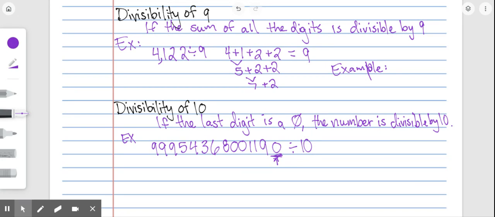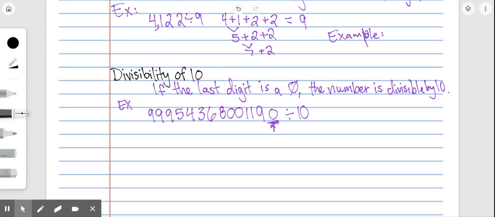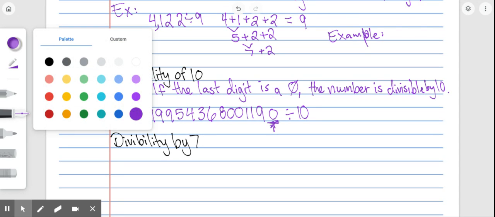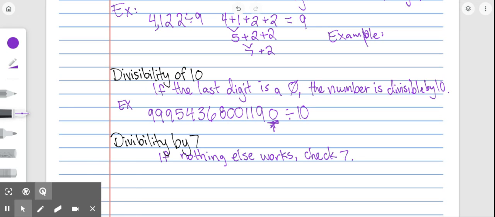The last rule is not really a rule. It's more of a, if there's nothing else that works, check it. And that's divisibility by 7. This is because there's not really a good rule for divisibility by 7, nothing super easy to go by. So basically I say, if it's not divisible by any of the other things, check 7. If nothing else works, check 7.